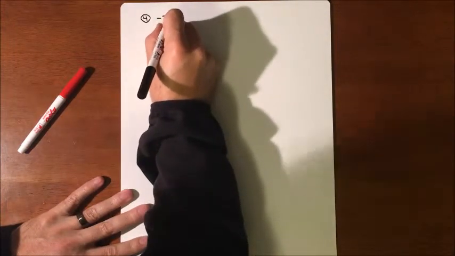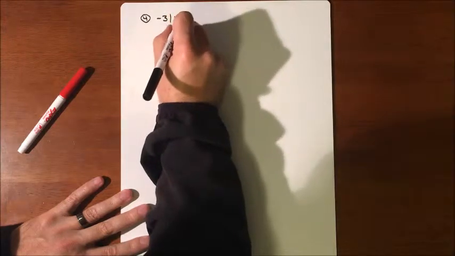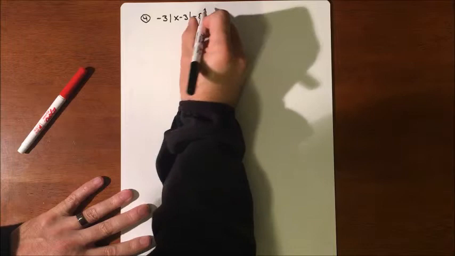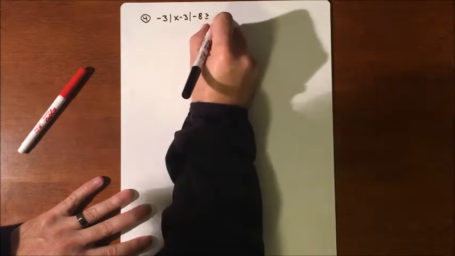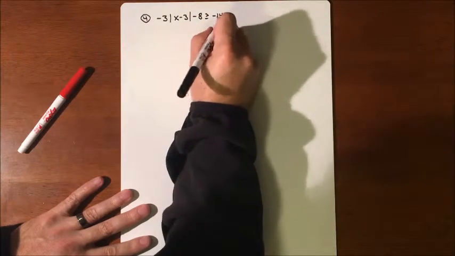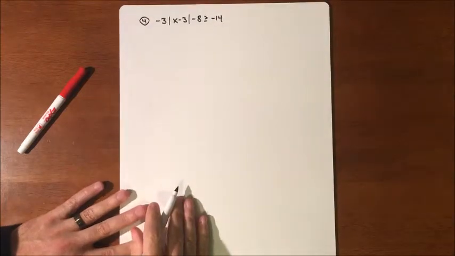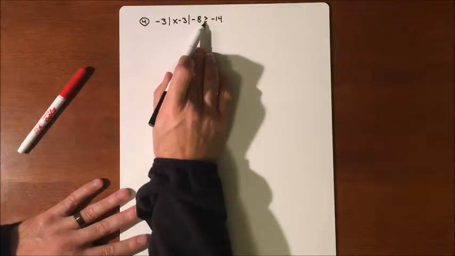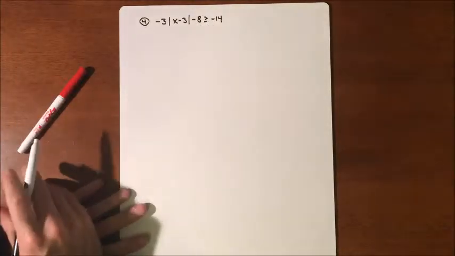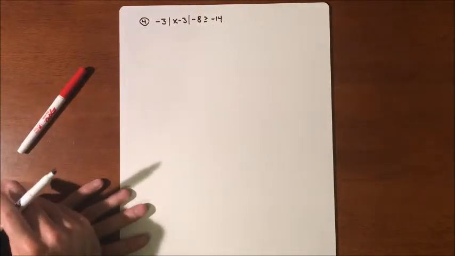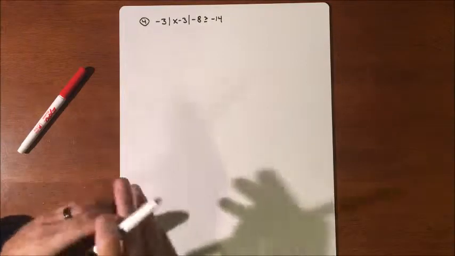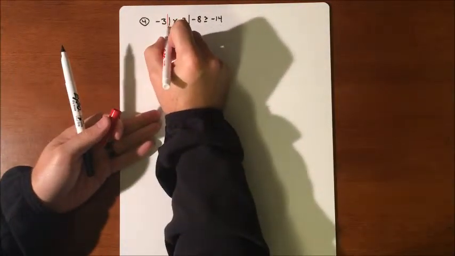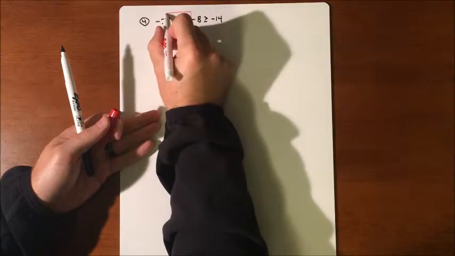So -3 times the absolute value of x minus 3 again, minus 8 is greater than or equal to -14. This problem is supposed to be a whole bunch of less than problems. This one's starting off as a greater than or equal to. We'll see what happens to that, and why this is in the less than group. First thing is we want to try to isolate the absolute value here. We want to get this by itself.